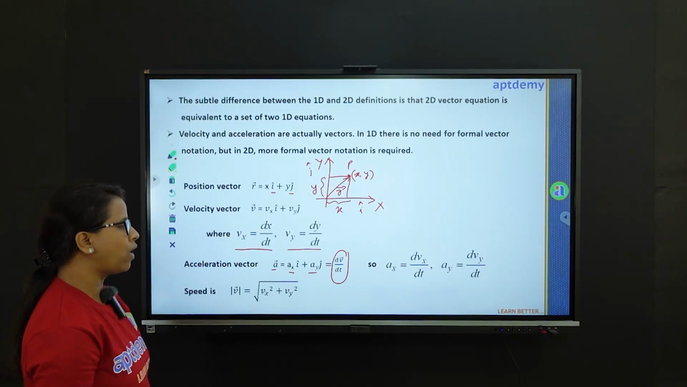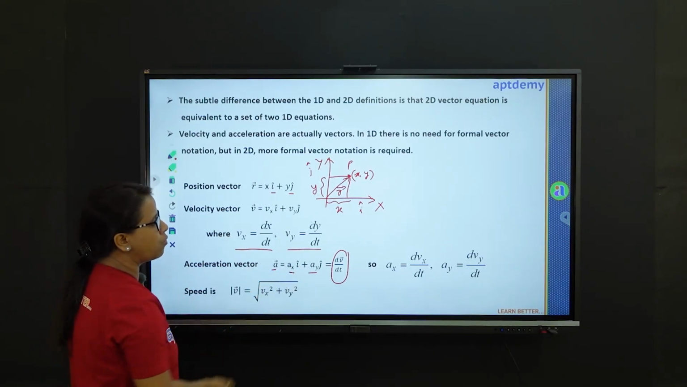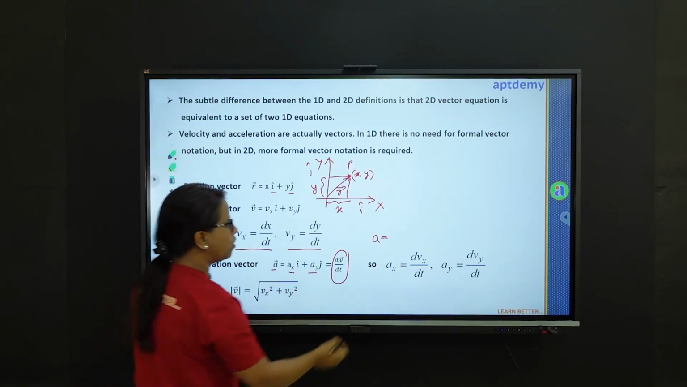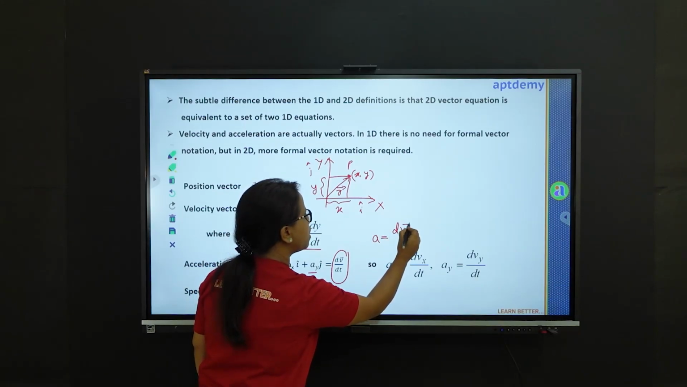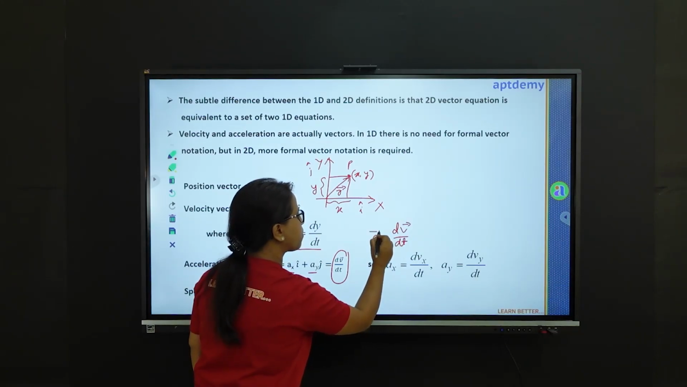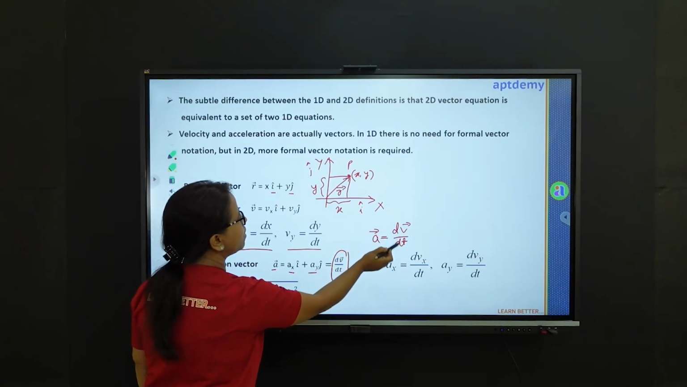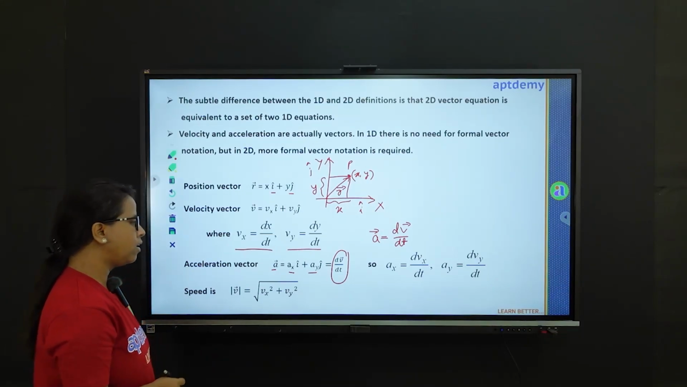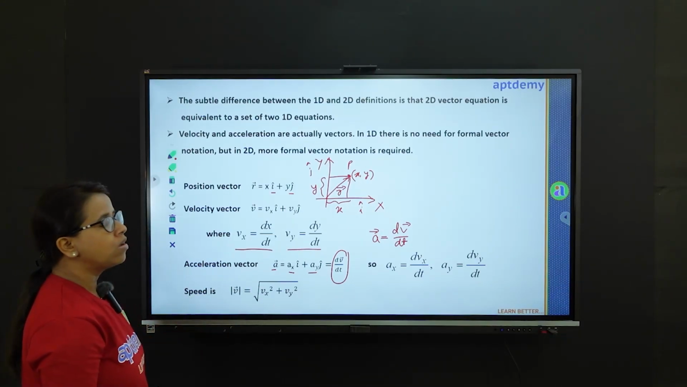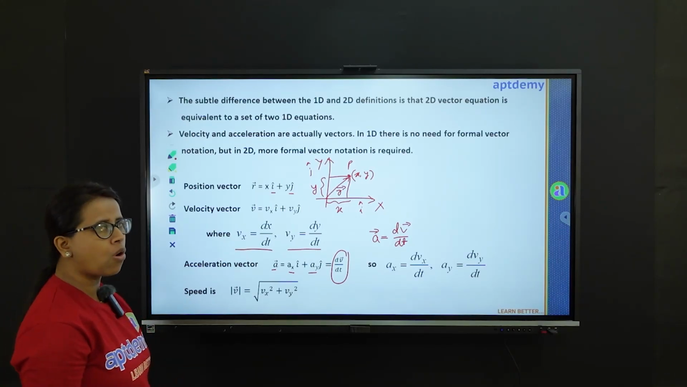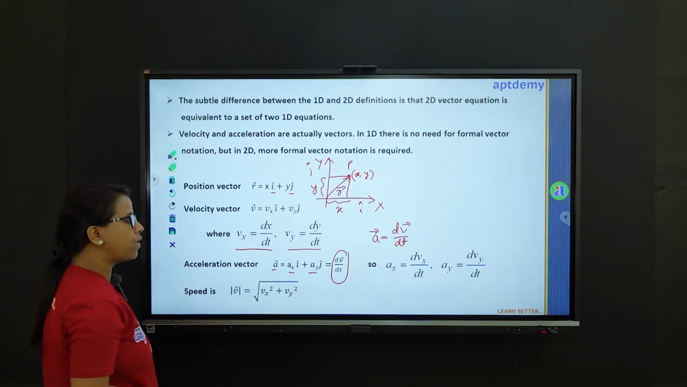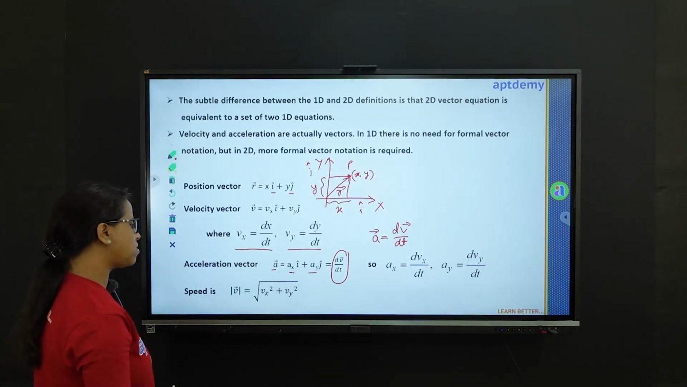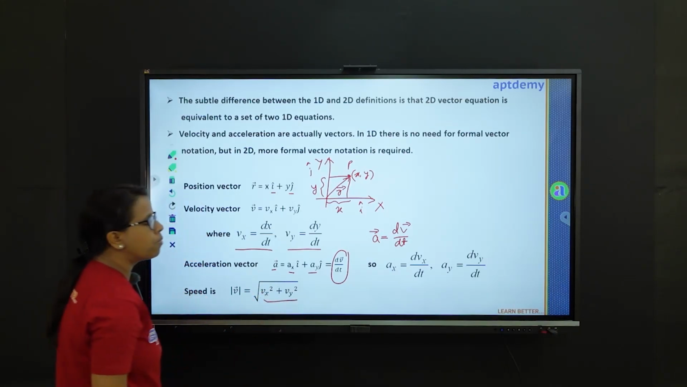So, from here if we try to write down the components ax and ay, you take this as an analogy, you have vector a equals dv/dt. So, the x component ax will be d/dt of vx and the y component ay is equal to dvy/dt. So, if we are asked to find out the magnitude of the velocity or the speed, it's nothing but modulus of vector v, which is equal to square root of vx squared plus vy squared.